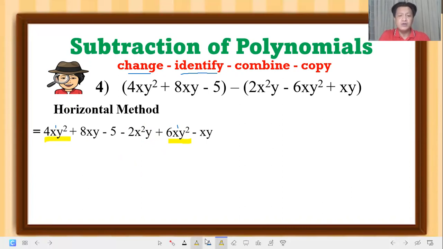So, and also, sino pa yung ating like terms? We have 8xy tsaka negative xy. Okay. And yung negative 5 dyan, okay, wala na siyang like terms kasi constant term siya. So, meaning to say, kapag inadd na natin yan, 4 plus 6, that is 10. And copy the same literal coefficient, which is xy squared.